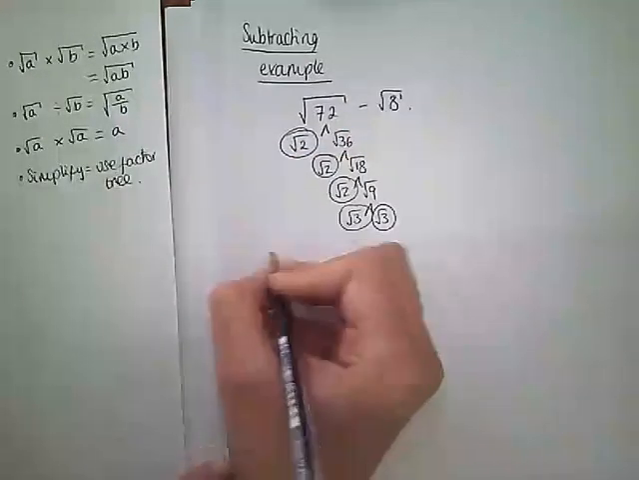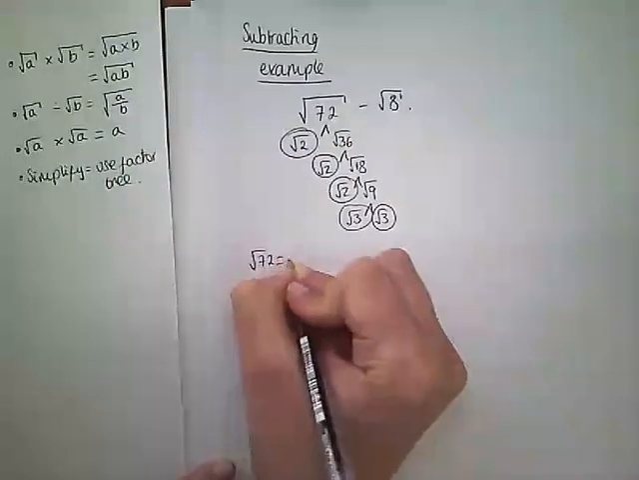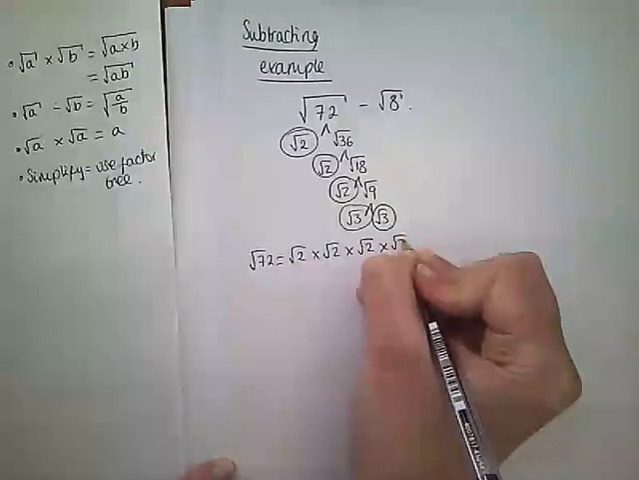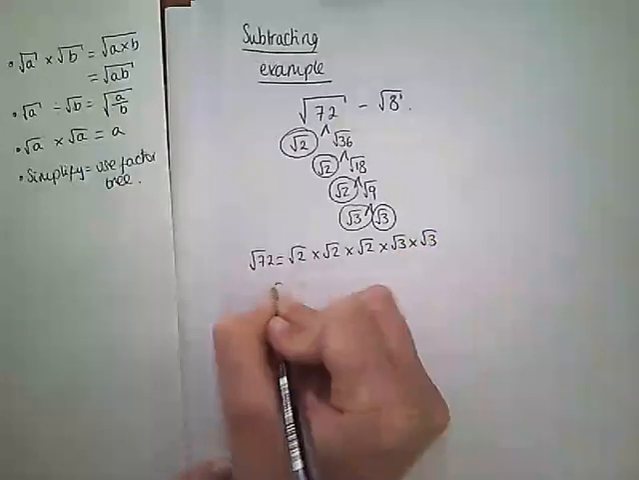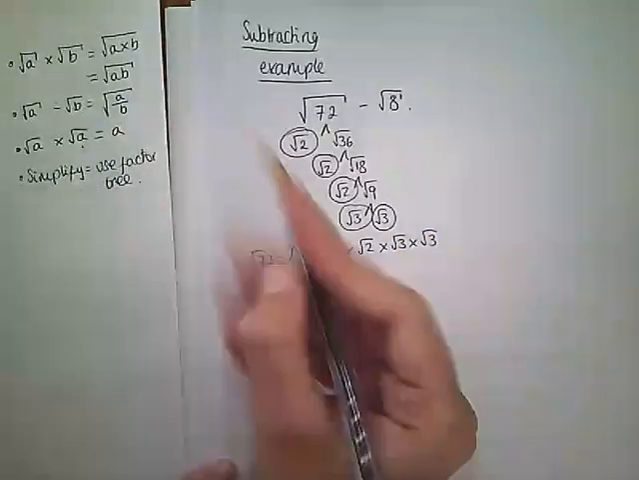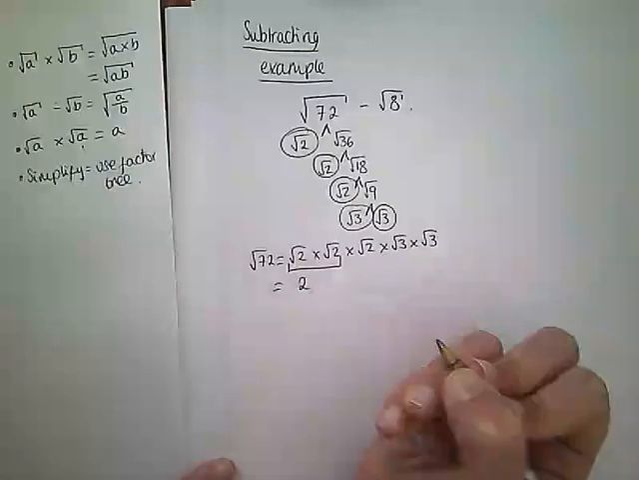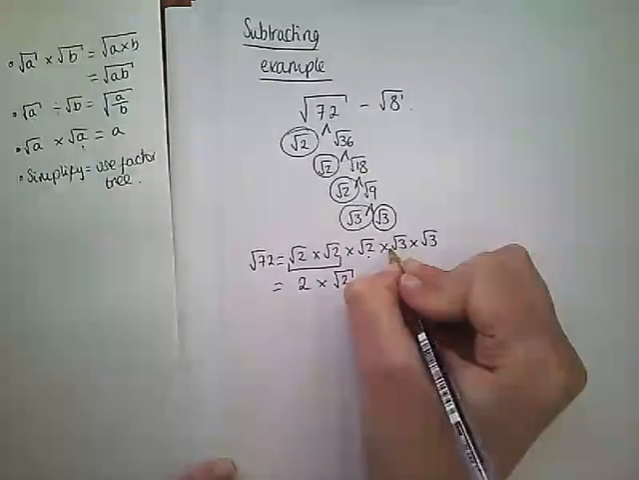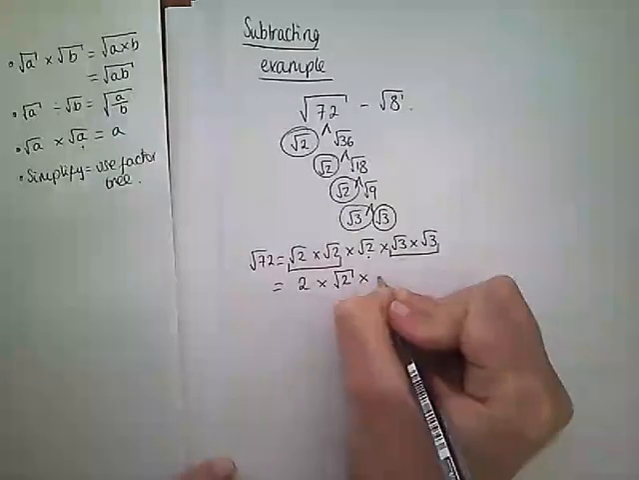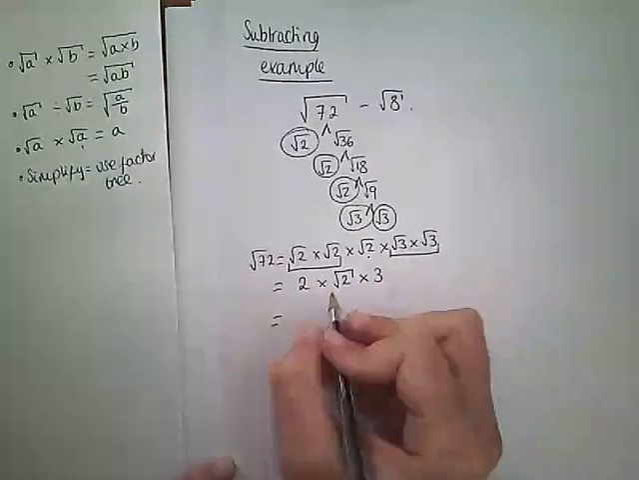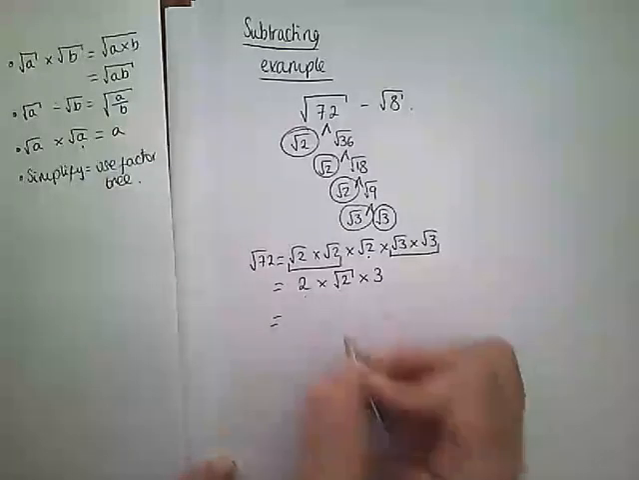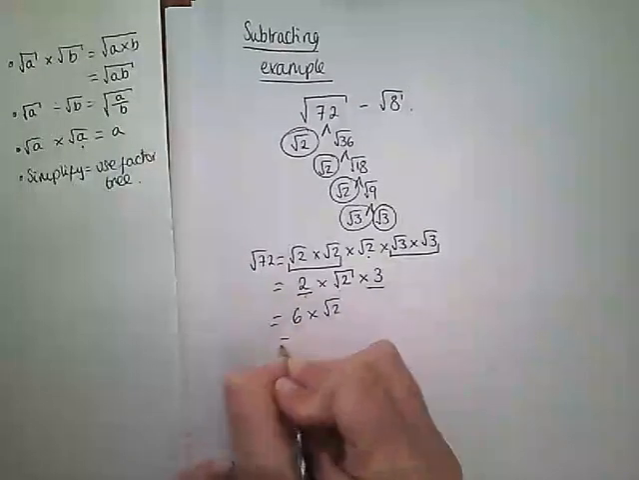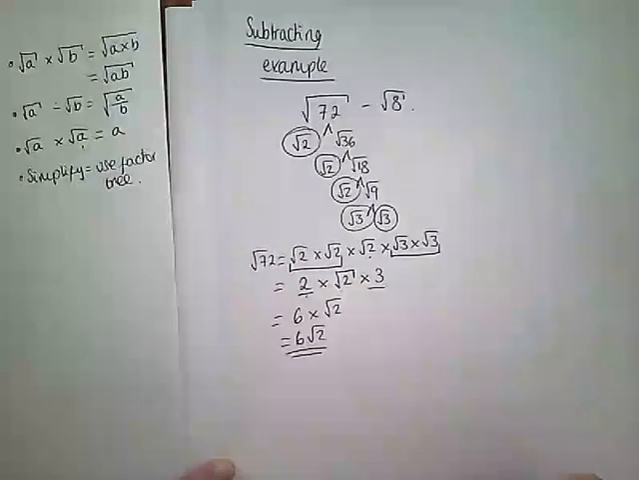That means that root 72 is root 2 times root 2 times root 2 times root 3 times root 3. From this rule again, root 2 times root 2 is 2. We've still got one root 2 and we can't pair him up with anyone, so he's on his own. And then we've got root 3 times root 3 is just 3. So we've got 2 times root 2 times 3. Let's tidy our numbers up. 2 times 3 is 6. So I've got 6 times root 2, which makes 6 root 2.